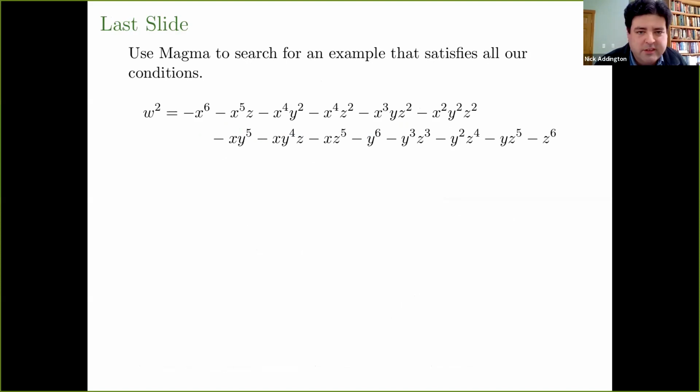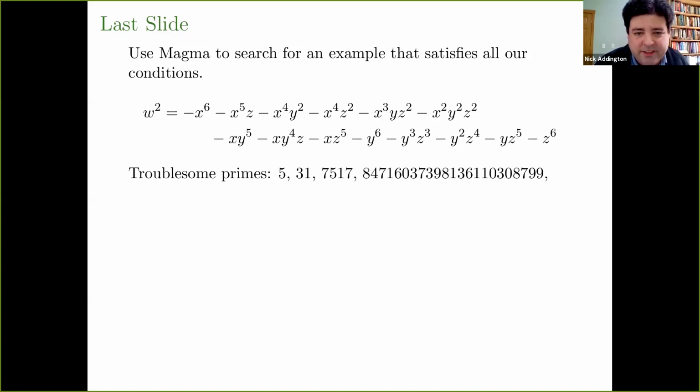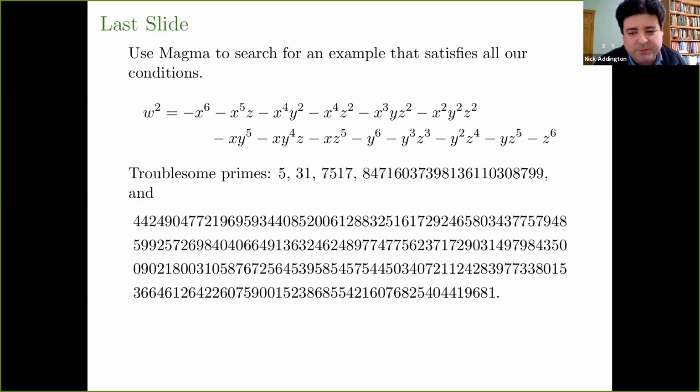Here's the K3. W squared is that sextic. And then the primes that give us trouble, I just want to tell you because this is fun. The primes are 5, 31, 75, 17, that guy, and that guy. And then you check that they don't give you trouble. And in the long talk, I would tell you what goes into that, but that's all my time. So thank you very much.